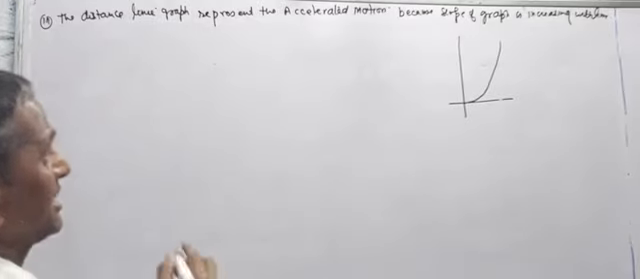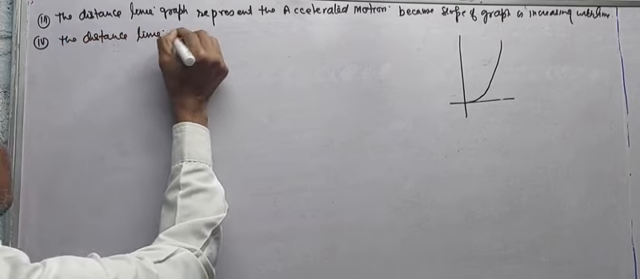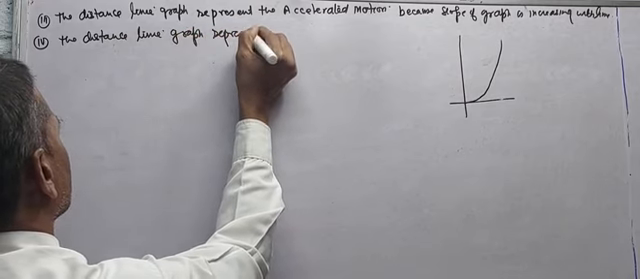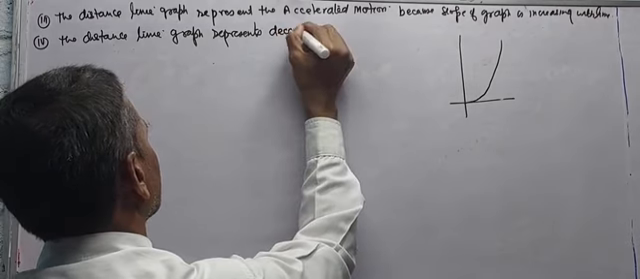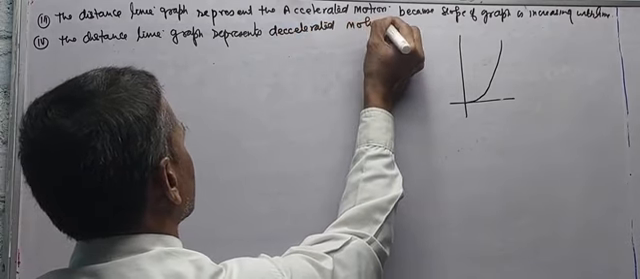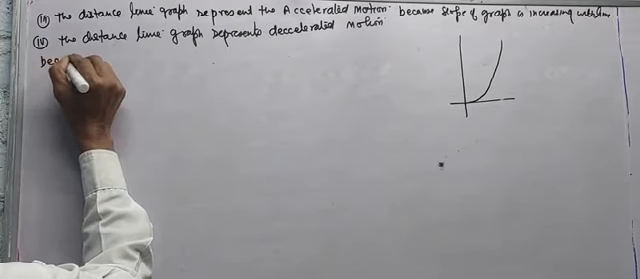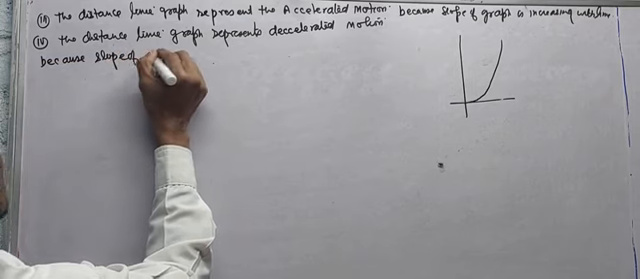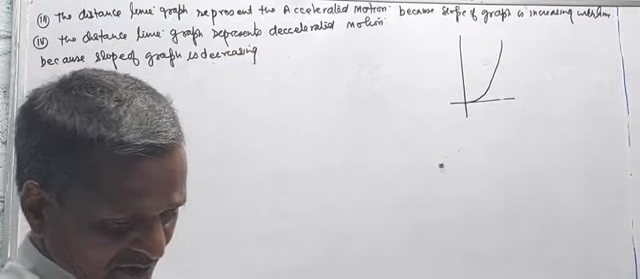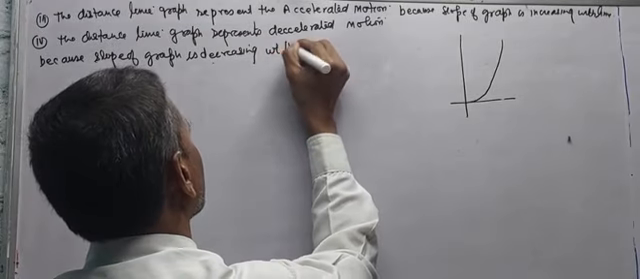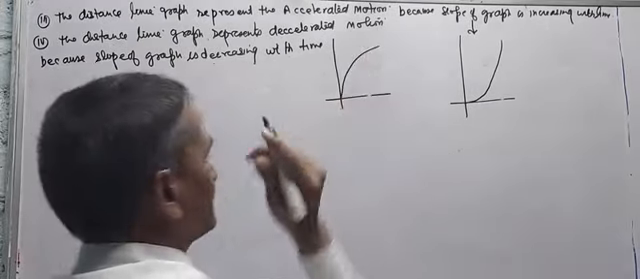Number 4. The distance time graph represents decelerated motion, because the slope of the graph is decreasing with time, and the graph is in this form.